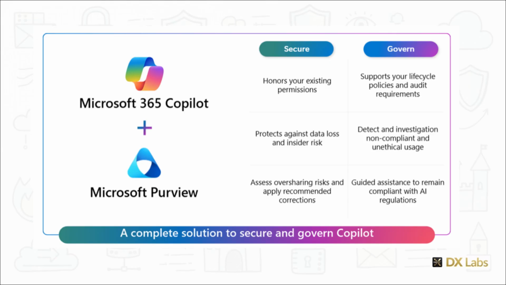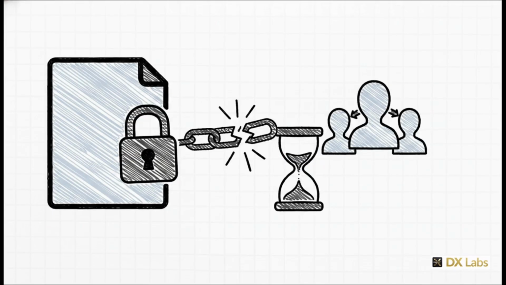On the secure side, it honors existing permissions and protects against data loss and insider risk. On the govern side, it supports your lifecycle policies and your auditing requirements. Purview is essentially the engine that allows you to assess oversharing risks and ensure you remain compliant with AI regulations. So, Copilot perfectly respects Purview sensitivity labels, like things marked highly confidential.